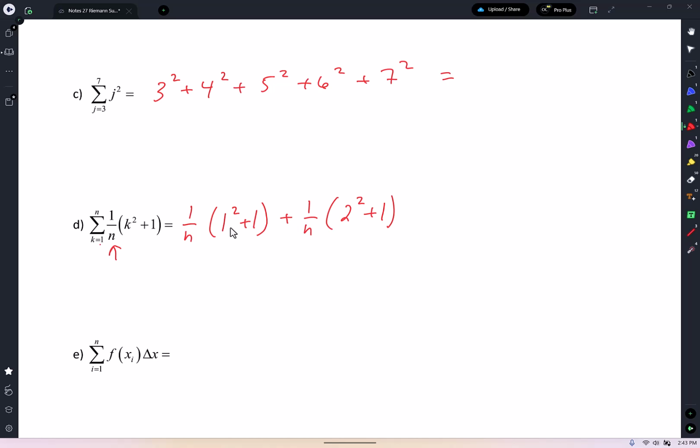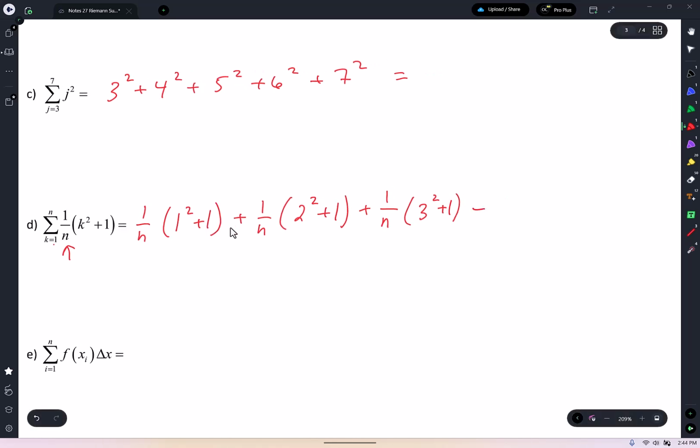What's the next term? 3, right? 1 over n, 3 squared plus 1, close it. See how it just keeps going? So you're going to put plus, you're going to put 3 dots. 1, 2, 3. In BC, this is super important.